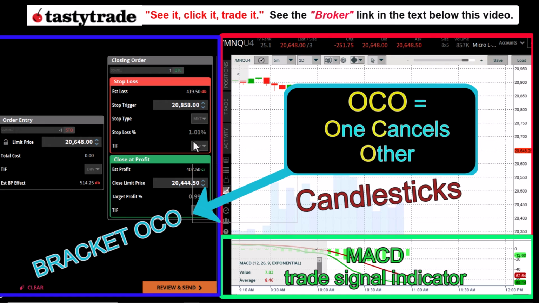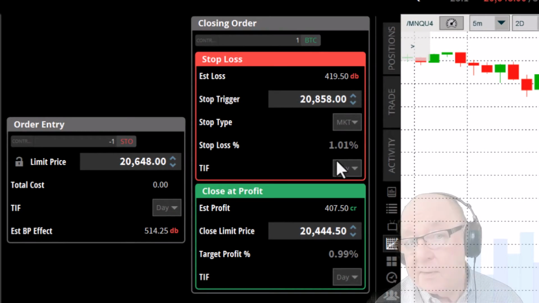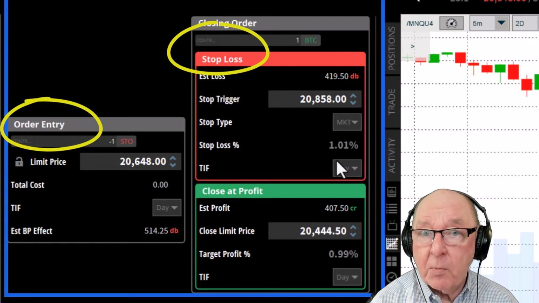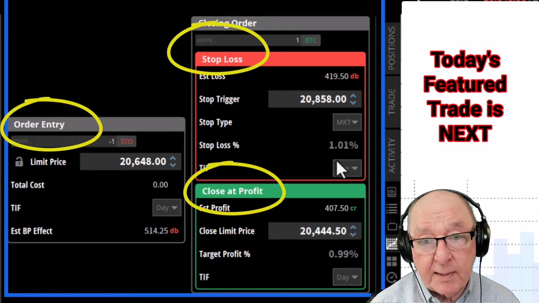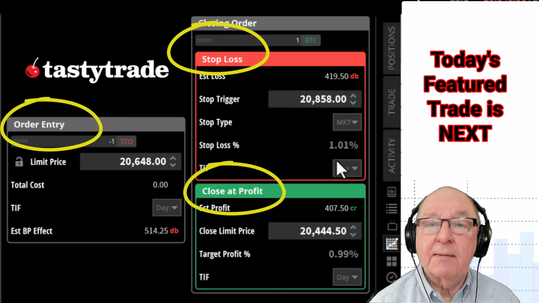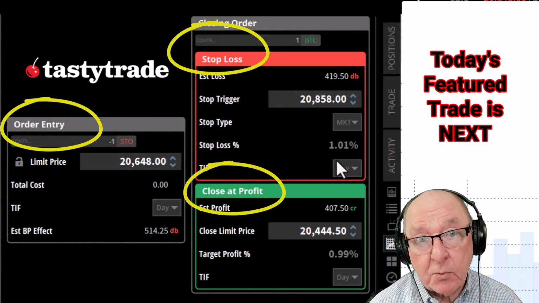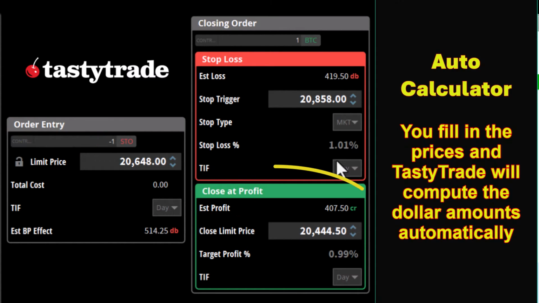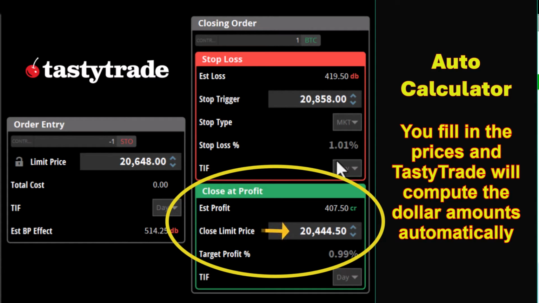And best of all, over in the blue frame on the left is the bracket OCO. Put in the entry price, your stop loss price, at how much you want to risk on the trade, maximum risk, and then the close at a profit, which is also known as the target price. One of the nice things about the bracket OCO order in Tasty Trade, it has an automatic calculator in there. So you put in the point value, it computes the dollar amount for you.